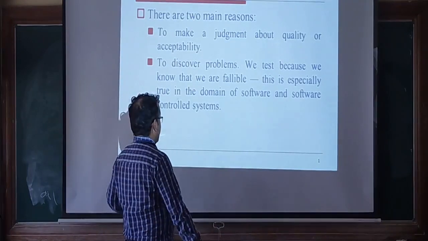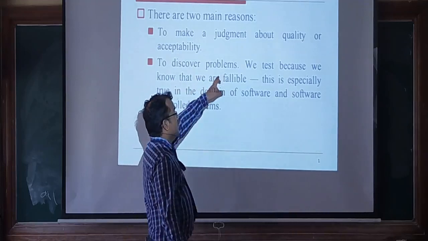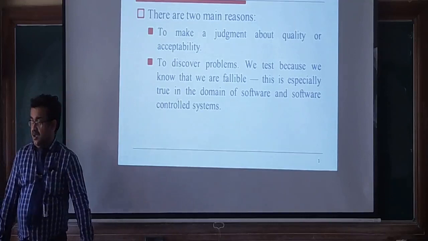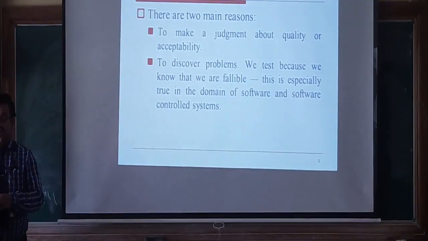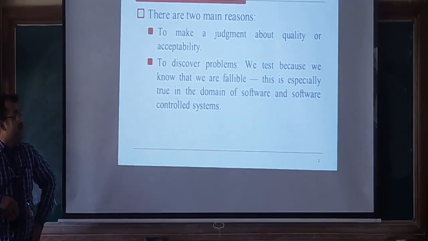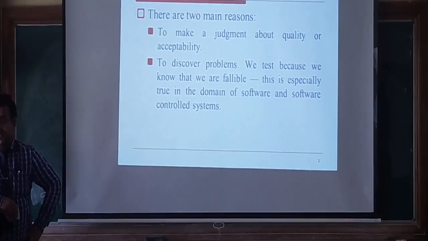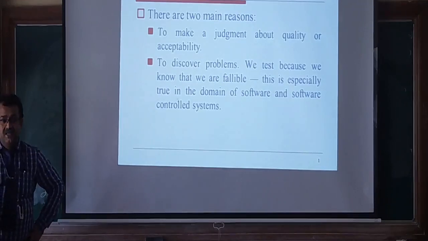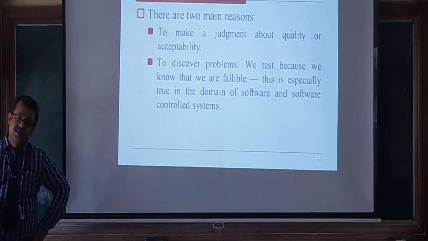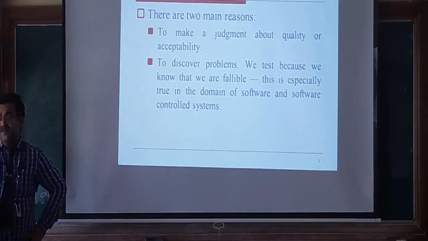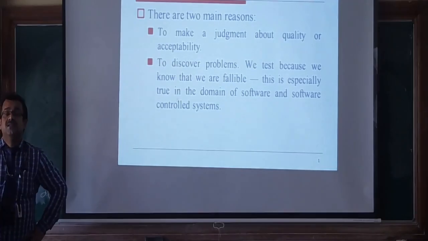So we test because we want to discover the problems. Such problems are always there for software systems. We are always likely to make some mistakes, and because of those mistakes there are always likely to be some bugs in the system. So our objective is to test the system properly.